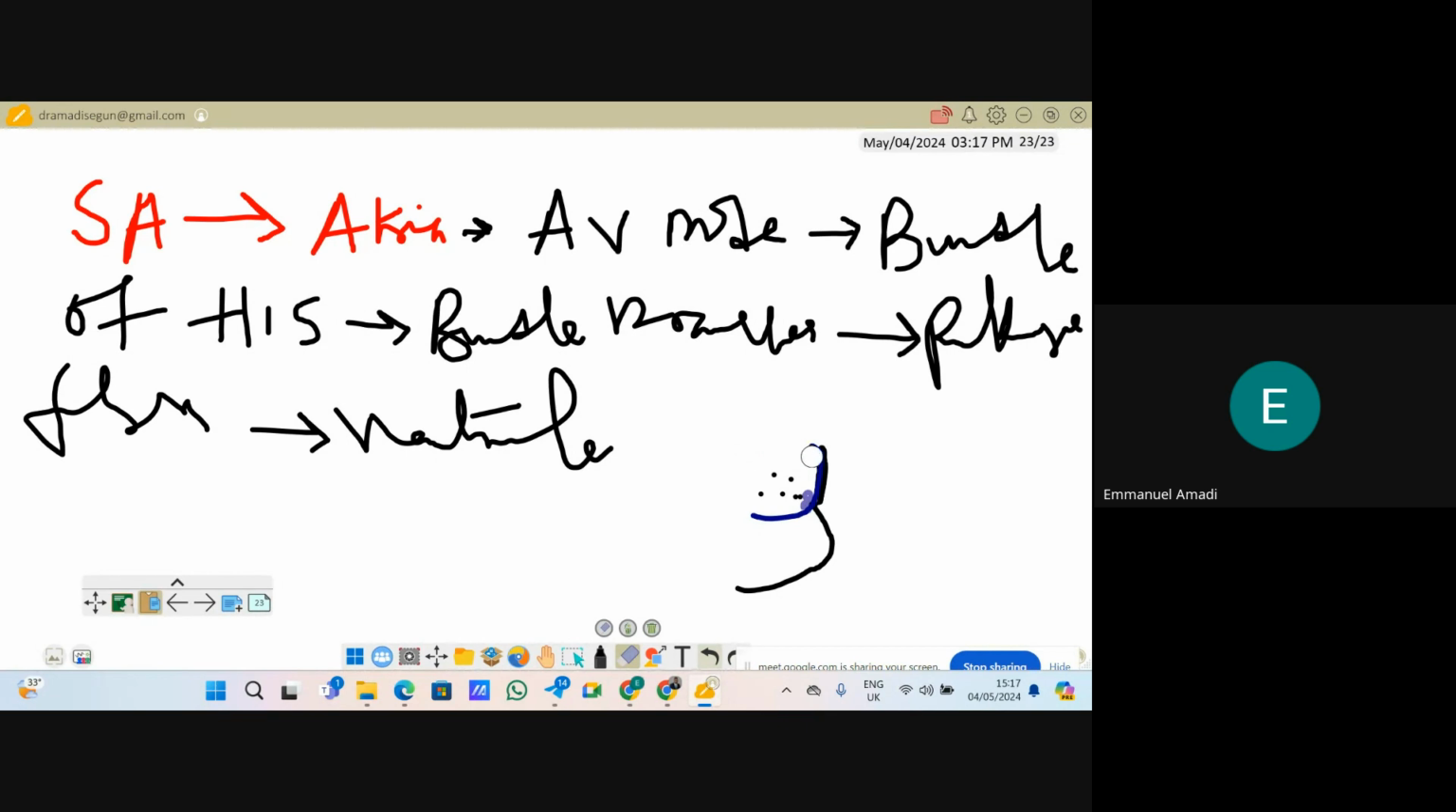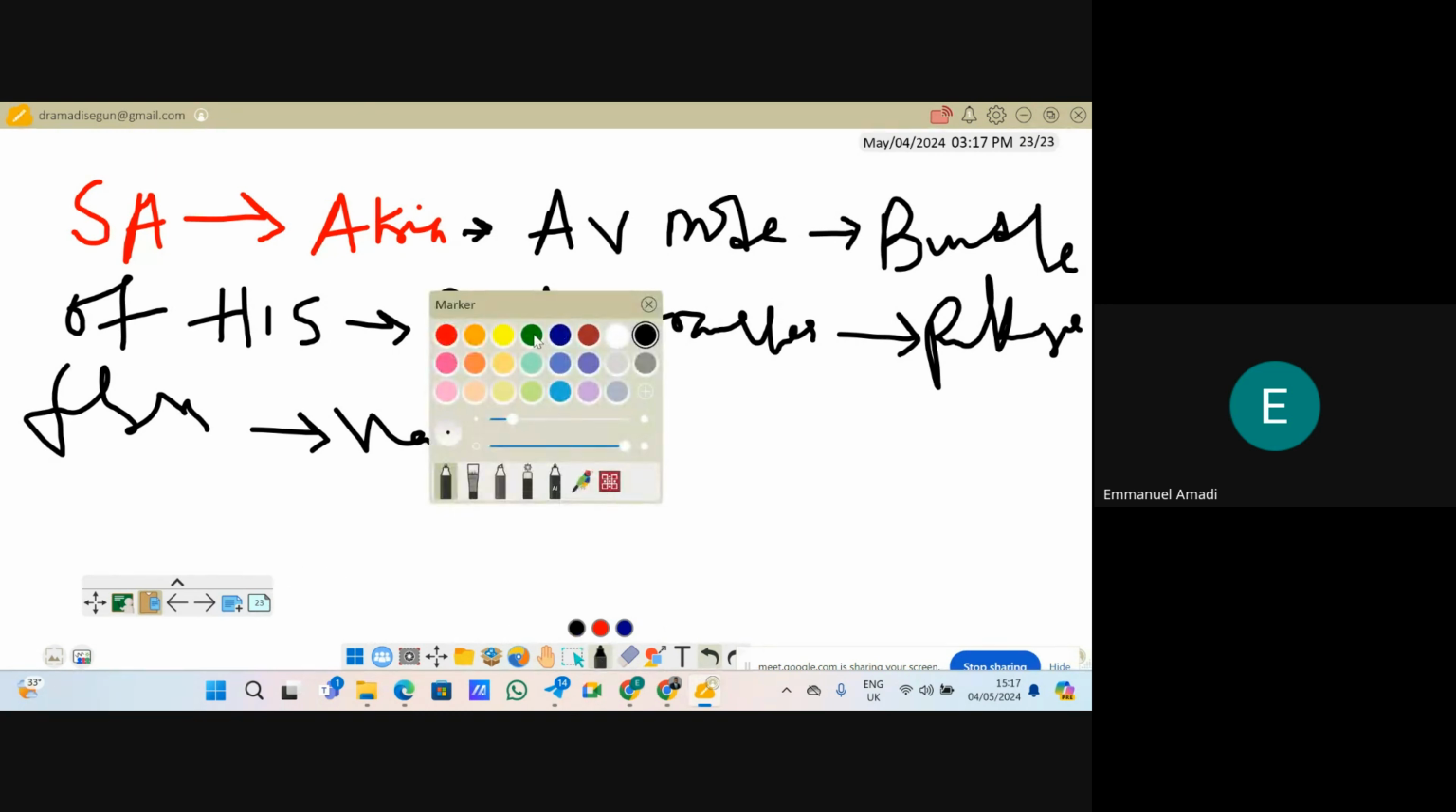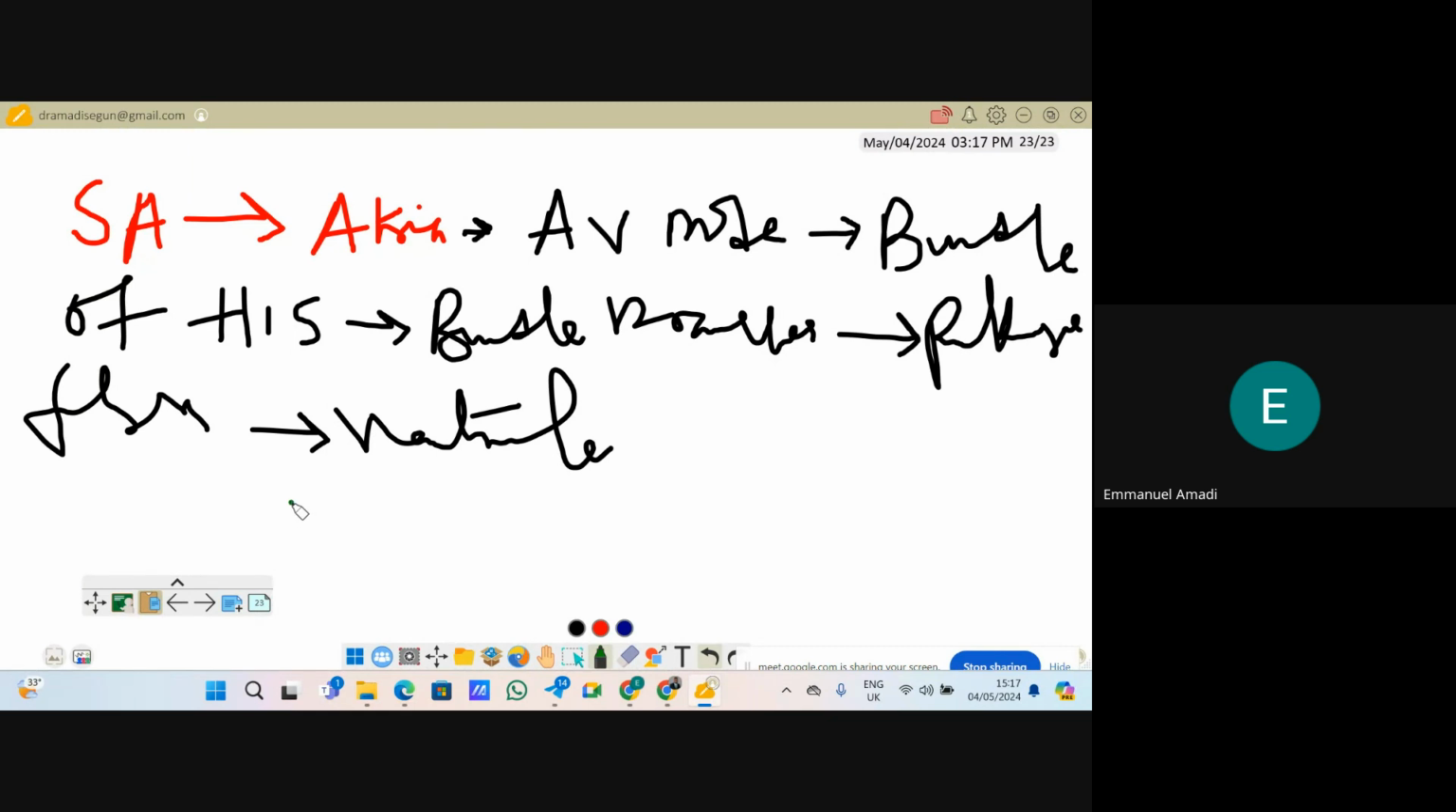This is where a lot of people have issues. A lot of people think that the conduction through the SA node is faster. They think it's the same thing. This is the conduction pathway, but the speed pathway is different. The conduction is fastest in the His-Purkinje bundle. This is where the conduction is fastest. It happens at a very fast rate here. So the speed of the conduction is highest in the His-Purkinje fiber.